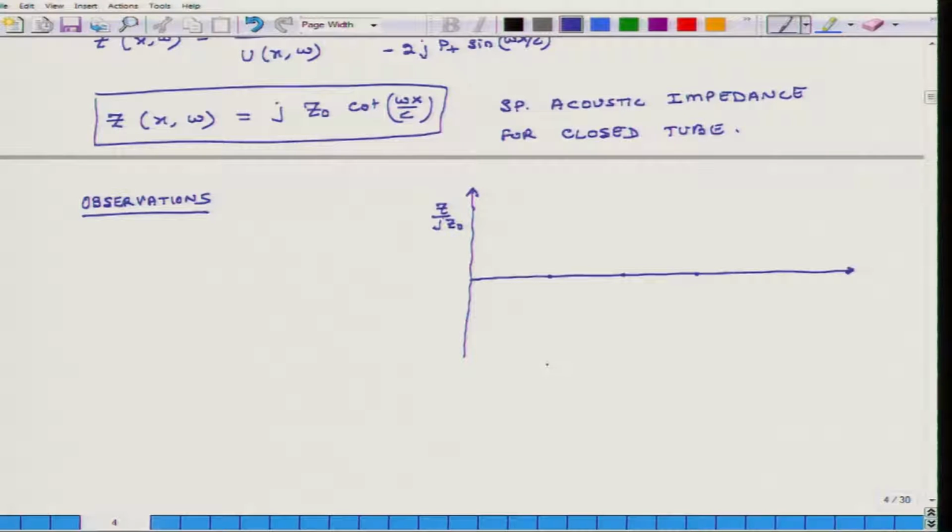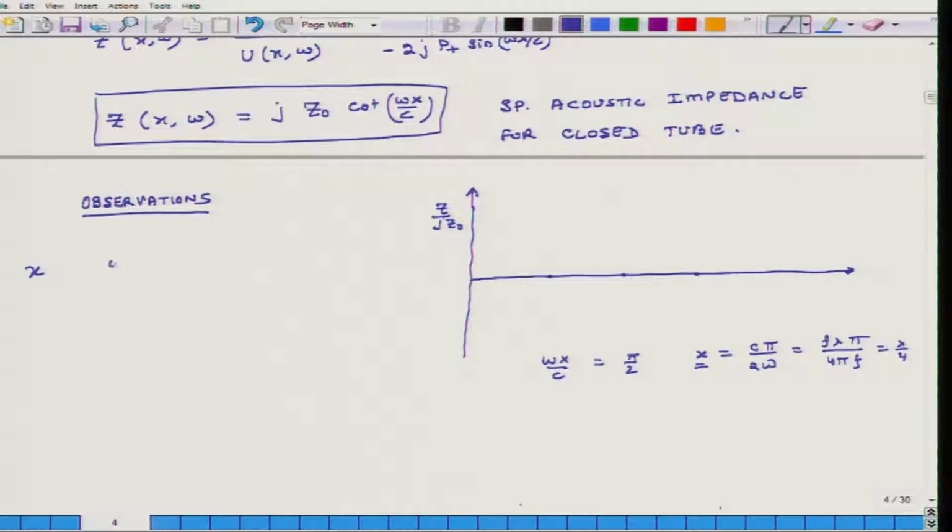Let us calculate it. When omega x over c equals pi over 2, then x is equal to c pi over 2 omega, which is f lambda pi over 4 pi f. The pi cancels out, leaving lambda over 4. So, when x is equal to lambda over 4, omega x over c is pi over 2, and cotangent of pi over 2 is 0.